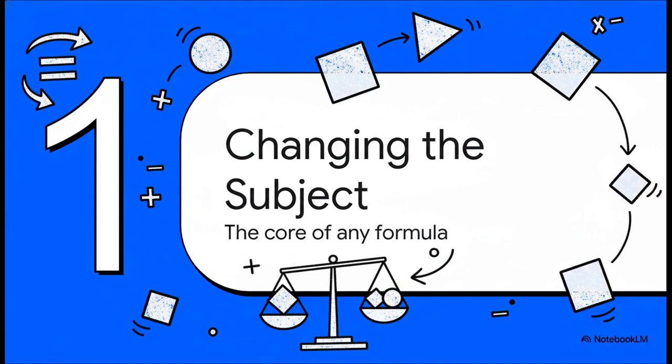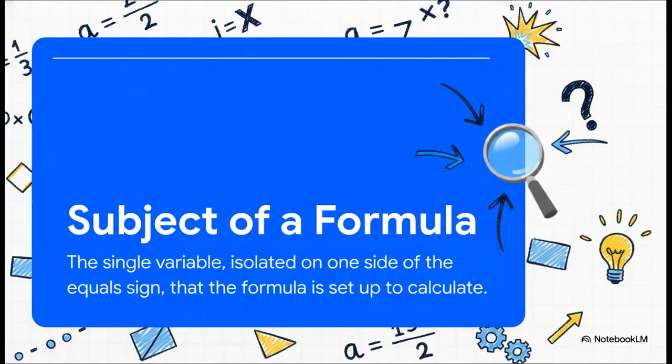First things first, what in the world is changing the subject? You know, this is the key, the foundation that unlocks everything else. It's actually pretty simple. The subject of a formula is just the one variable that's sitting all by itself on one side of the equal sign. It's basically the thing the formula is set up to solve for.